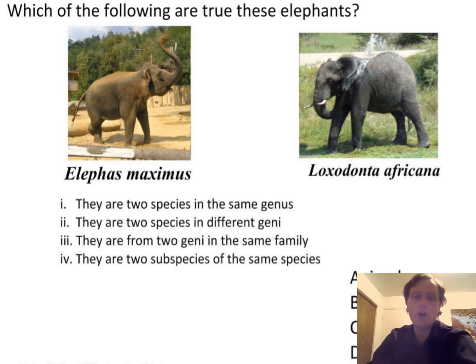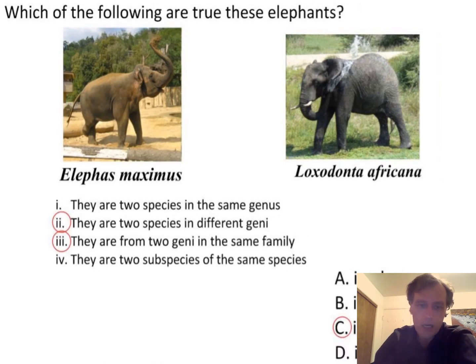Which of the following are true of these elephants? 2 and 3 are. They are two species in different genera. Loxodonta africana and Elephas maximus. And number 3, they are from two genera in the same family. So this was kind of not really listed here, but yeah, all elephants do belong to the same family.